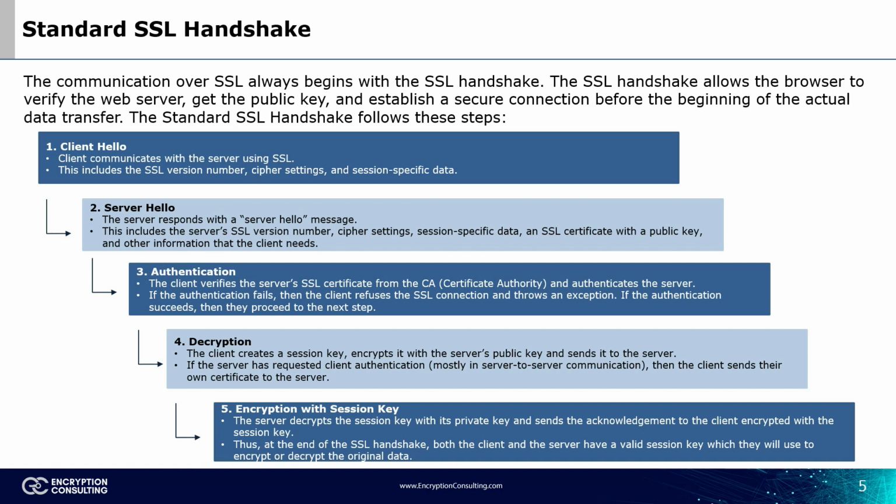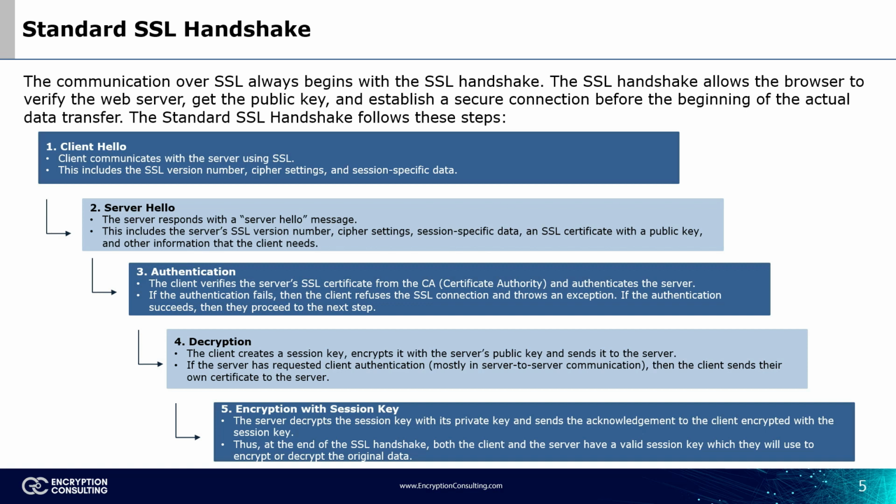Basically, when you're connecting to a website and you get that page that comes up before the website loads saying that the server connection isn't secure, that's the type of thing that happens. And then number 4, we got decryption. This is where the client creates the session key, encrypts it with the server's public key, and then sends it to the server. And if the server has requested any client authentication, which is usually server-to-server communication, then the client sends their own certificate to the server. And then for step 5, we got encryption with the session key.